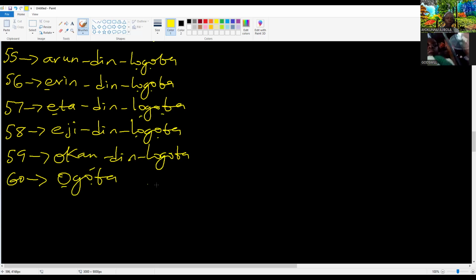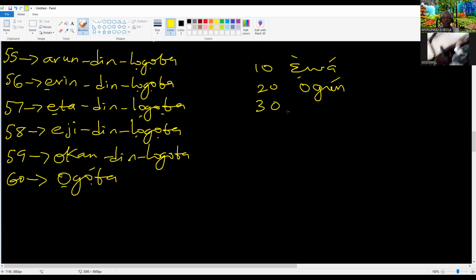Ogota, re, mi, re. Now, I will not continue 61 to 100, but let me just tell you that if 10 is Ewa, okay, and 20 is what? Ogun. Do, mi, Ewa, re, mi, Ogun. Is the sign compulsory? No, it's not compulsory for now, but if you know it and put it, your teacher will like it, okay?